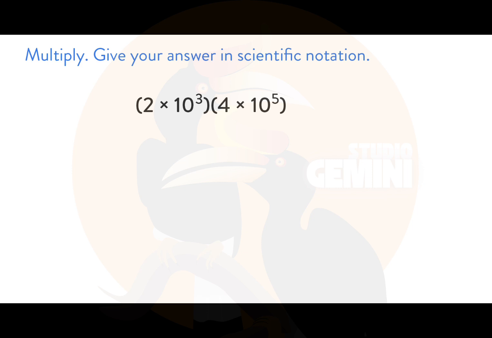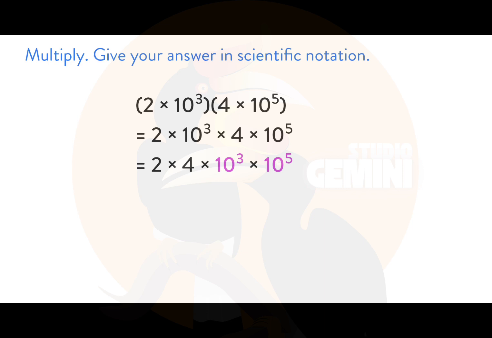Let's look at this product. 2 times 10 to the power of 3 times 4 times 10 to the power of 5. Just like last time, the parentheses don't matter since everything is just being multiplied together. So let's drop those. And now we can use the commutative property to reorder the factors. We know that 2 times 4 is 8, but how do we multiply the 10 to the 3rd power and the 10 to the 5th power?